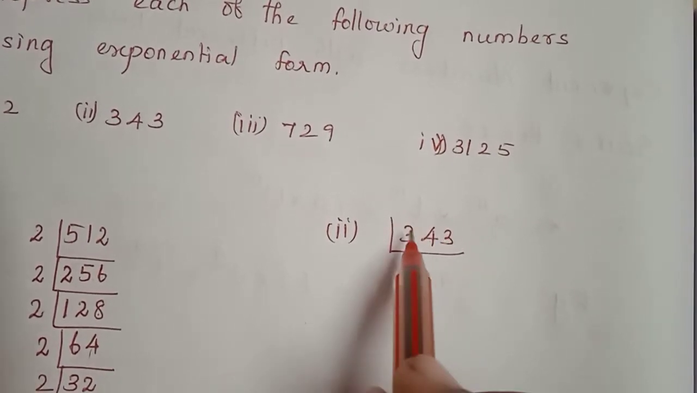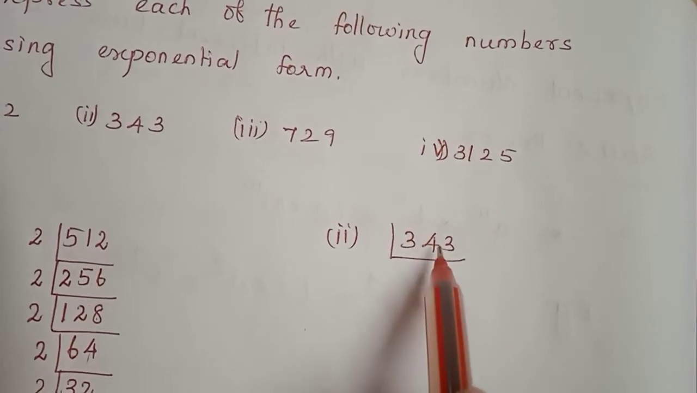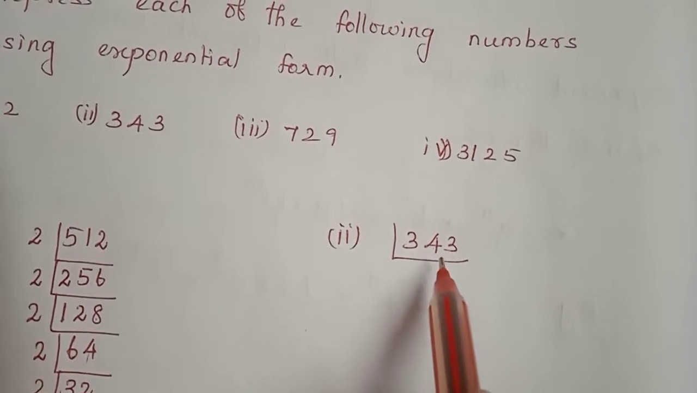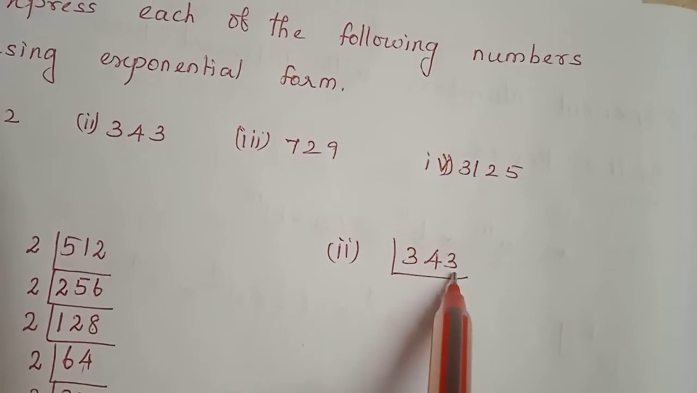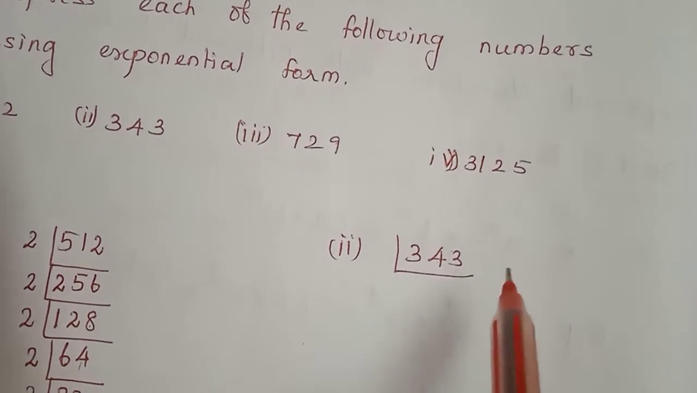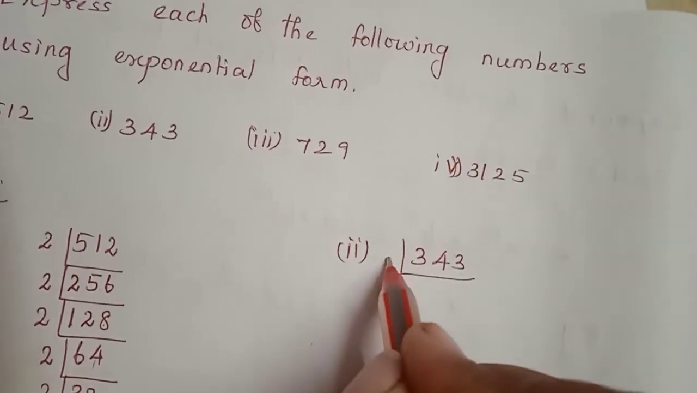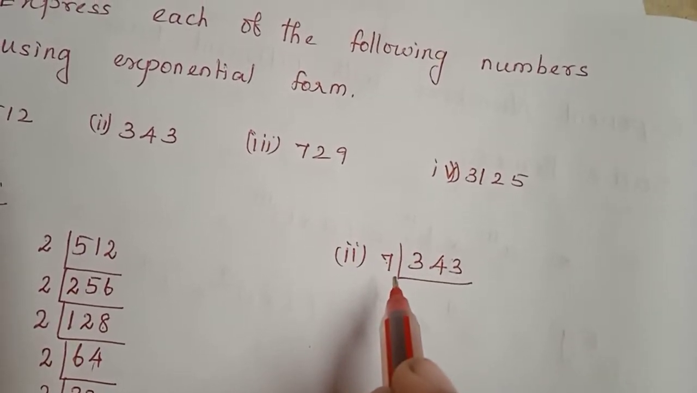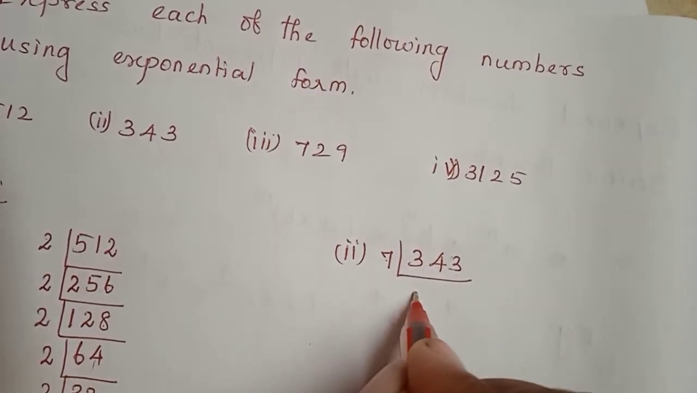And we are dealing only with prime numbers. Since it is an odd number, we have to divide only by odd numbers. The next prime number is 5. To divide by 5, the last digit should be either 0 or 5. Otherwise, we cannot divide it by 5. So the next prime number is 7. We'll try with 7.